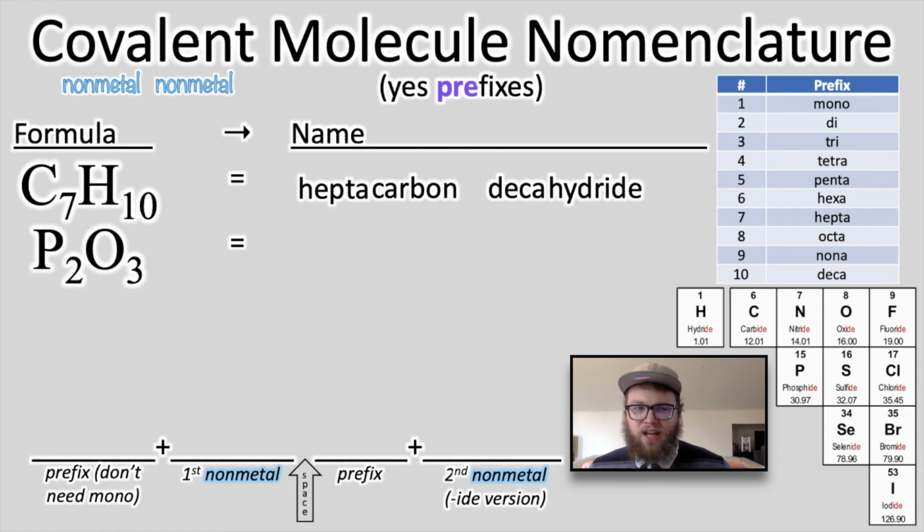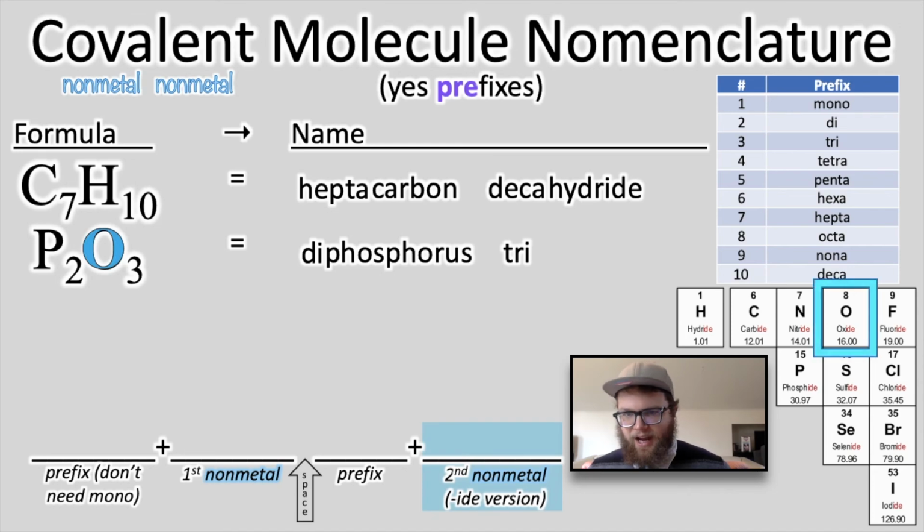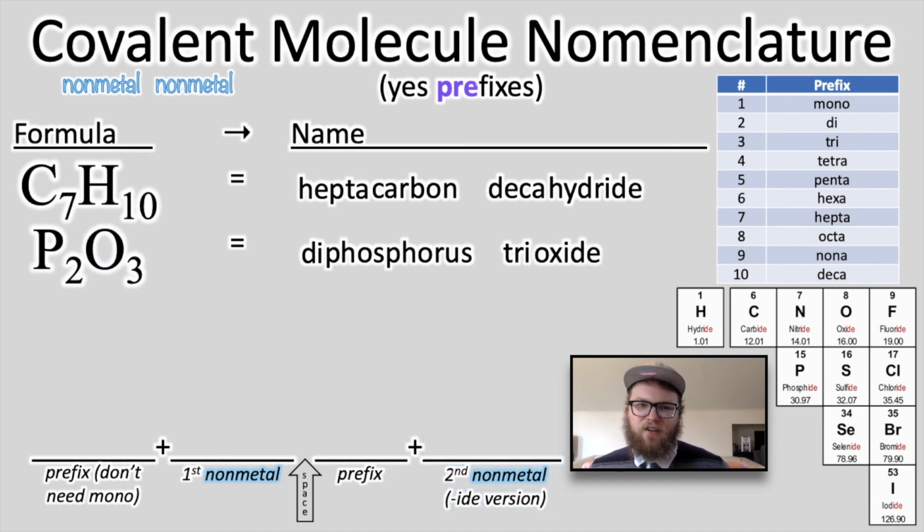I'll walk you through this next example together. Prefix, don't need mono. We have a count of 2. 2 is di. Next, we have our first nonmetal. P is phosphorus, so we have diphosphorus, space, the next prefix, the count is 3. On our table it says the prefix for 3 is tri. So tri, and then the second nonmetal, but the IDE version. O, IDE, is oxide. So P2O3 is diphosphorus trioxide.